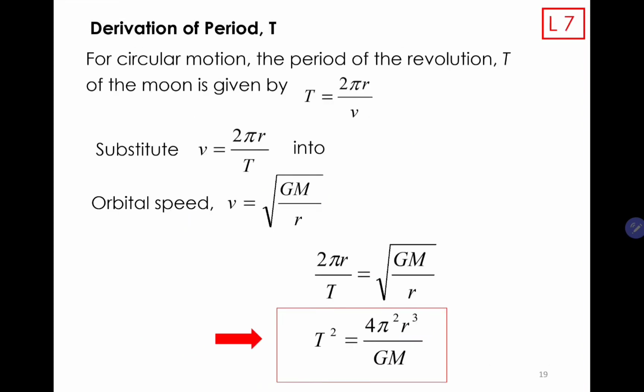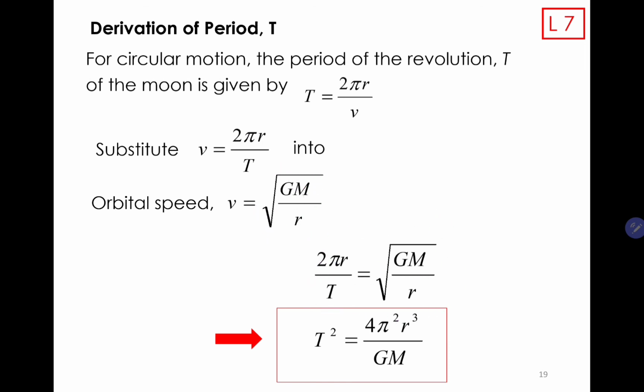Next, let's discuss the derivation of period. As we know, the object is moving in a circular path, so to complete one circle, the time taken is the period, isn't it? So how do we get the equation of period? For any circular motion, the period of revolution, with symbol capital T, is given by T equals 2 pi r over v. By rearranging, v equals 2 pi r over T. We substitute this into the equation of orbital speed, which is the square root of GM over r. So v and v are equal, so 2 pi r over T equals the square root of GM over r.